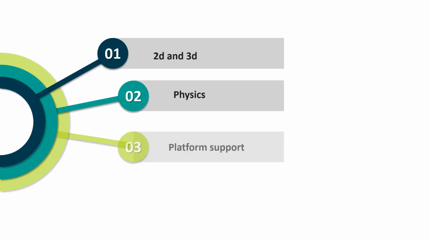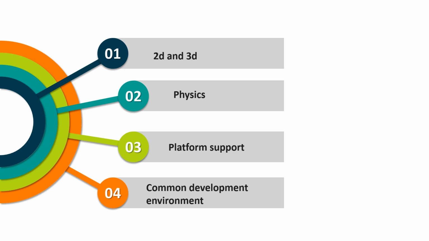So what use is a game engine? Well, a game engine will provide you with many features such as rendering in 2D and 3D, physics, platform support such as mobile or PC, and common development environments. Additional tools also include things like networking, imaging, working with sounds, working with animation, debugging, level creation, and more.